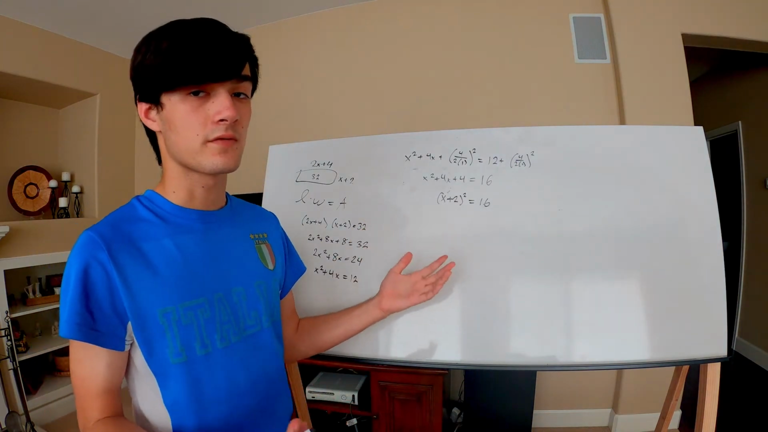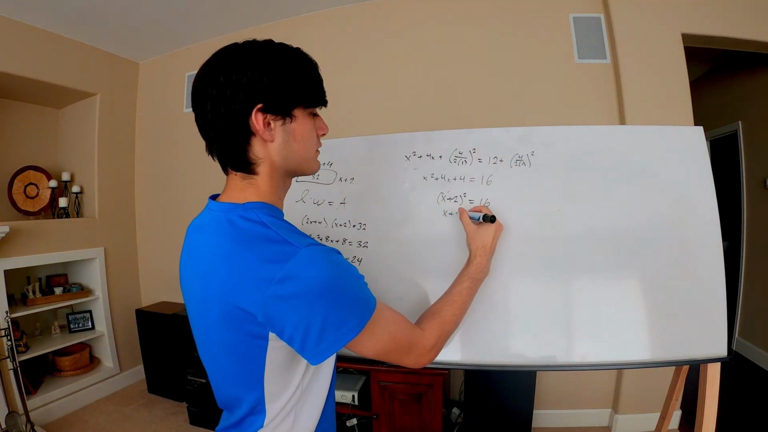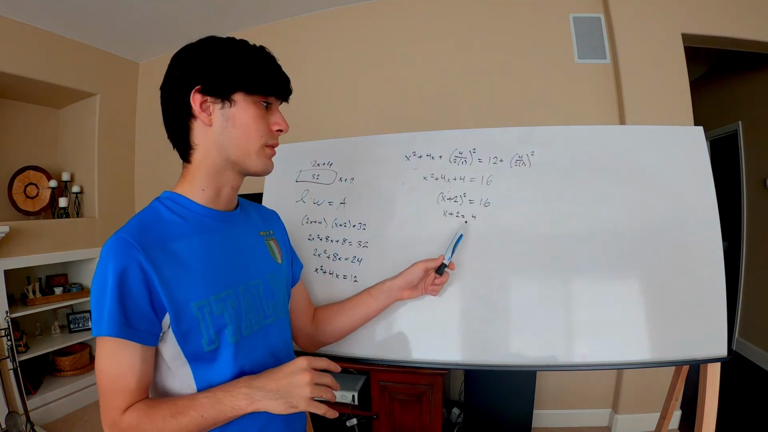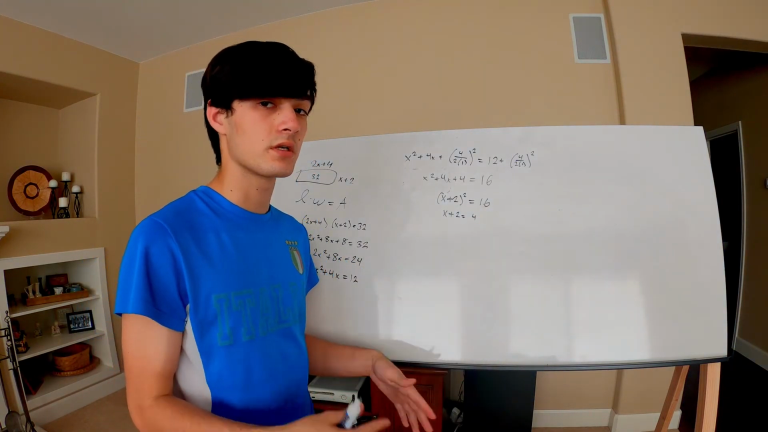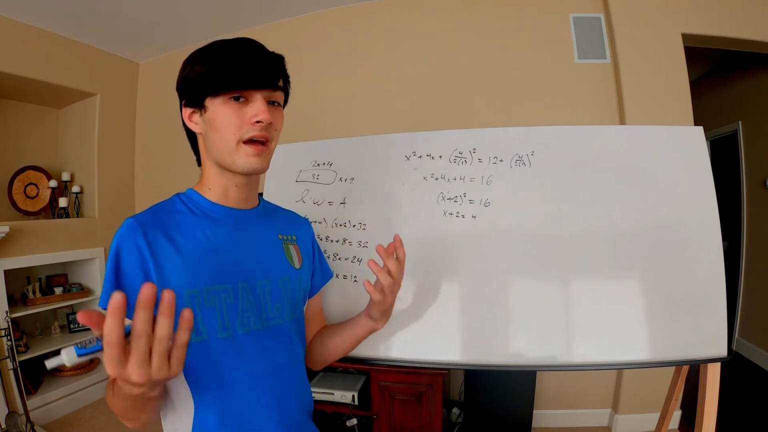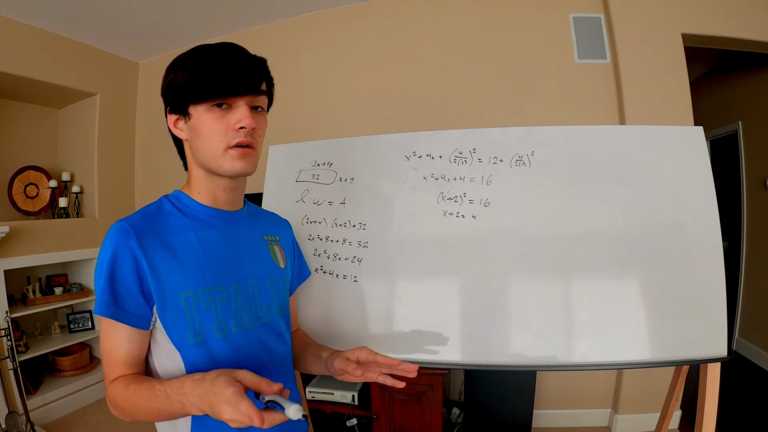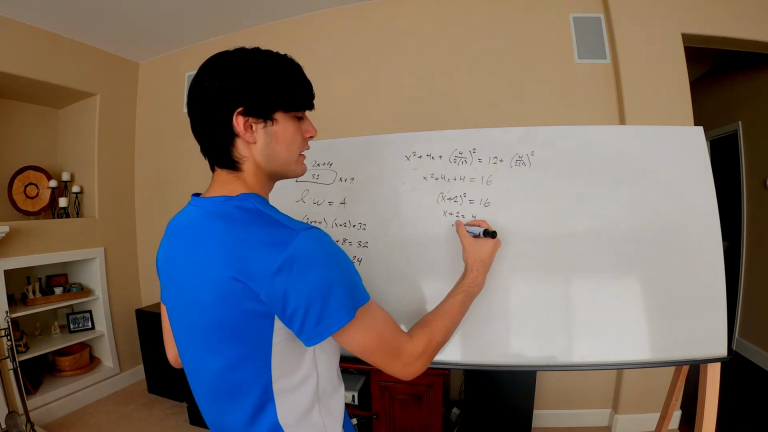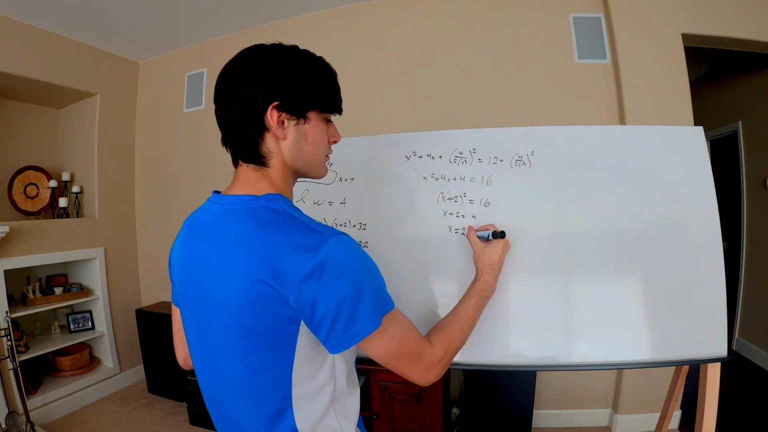And now solving for x, we have x plus 2 equals 4. Usually you would have a plus or minus, but since we're going to be looking at it visually and geometrically, and we can't have a negative distance, I'm not going to consider a negative solution. We're only going to look at the positive one. So we get that x equals 2.